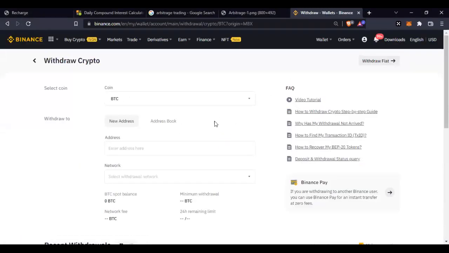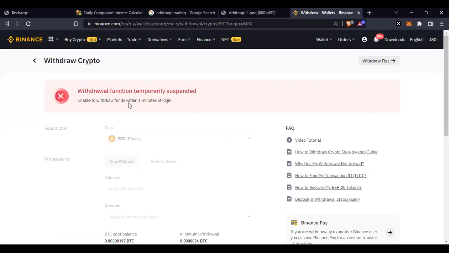And on the next page here, we will select "Withdraw function temporarily suspended, unable to withdraw funds within 1 minute of login." All right, you will not blame Binance. It is the security measures that they take, okay? So it is assumed that somebody is not accessing your account from a different area entirely, all right?